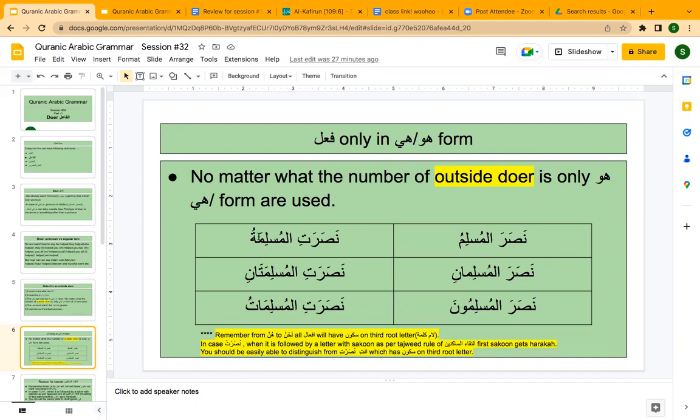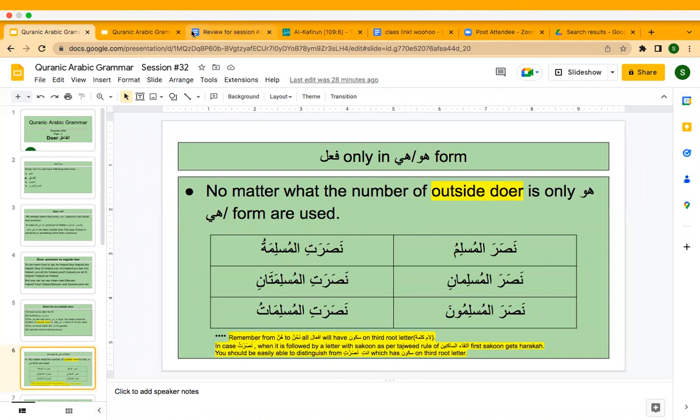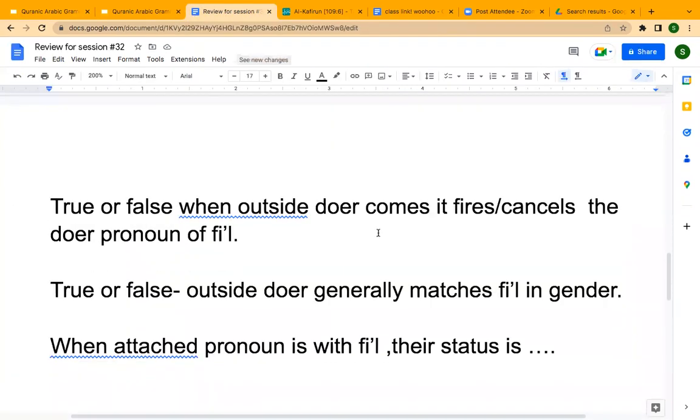Al-muslimatu is a feminine word, and the femininity is being denoted by the ta marbuta. Again, in al-muslimatani, the ta is denoting that the word is a feminine dual, and in al-muslimatu, the atu ending is telling you that this word is feminine plural, right? So I hope this concept was well understood by everyone.